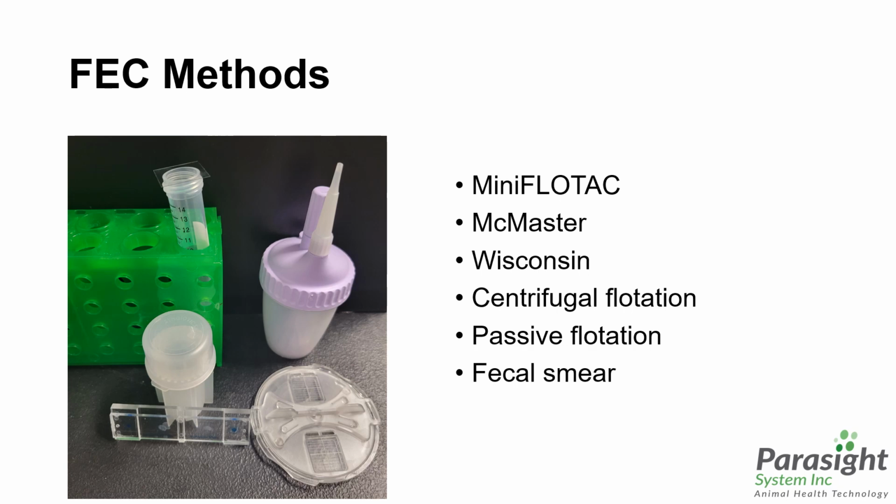There are many different fecal egg count methods with tons of variations, and everyone has their favorite. Mini-FLOTAC and McMaster are methods where sample is placed into a slide and the eggs float in the flotation media. Wisconsin is a double centrifugation flotation method, and then there are standard centrifugal flotations, passive flotation, which doesn't require any centrifugation, and a fecal smear, which is not generally a recommended method in most cases. All of these methods have their pros and cons and all require a well-trained technician to identify parasite eggs, as well as a good amount of time with a minimum of 10 minutes to allow for eggs to float.